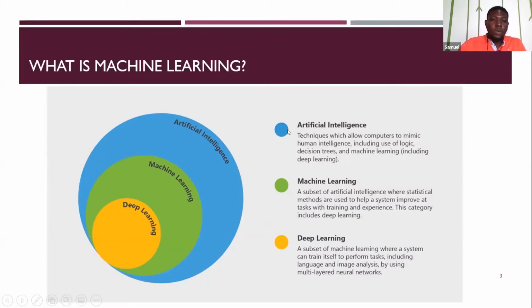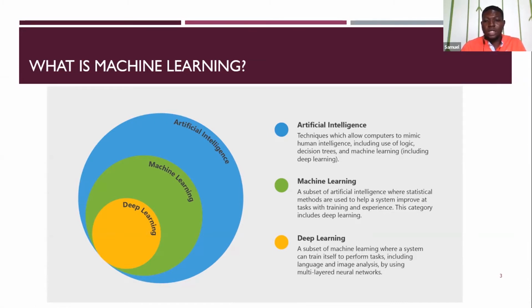So we will start with the question, what is machine learning? What is machine learning and what's its role in the field of artificial intelligence? Machine learning is just a subset of AI. A lot of mathematics and statistical methods are used to help a system, such as a computer, to improve at what it does through training and experience.